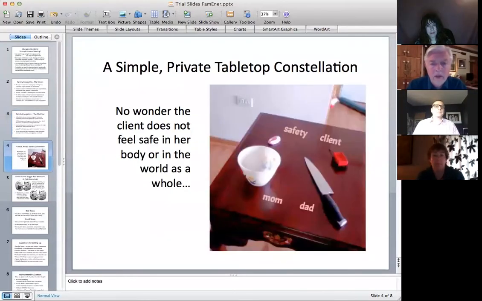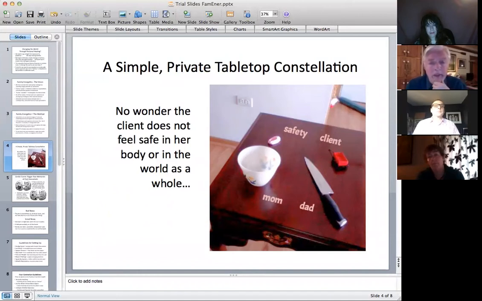But we can do, and let me show you very quickly here. We're going to slides. Yes, we are. We're going back to the screen share. So far, I'm managing. Here it is. Boom. If we go back to the screen share and we slide down one, here is a simple tabletop constellation. And this is a real one.